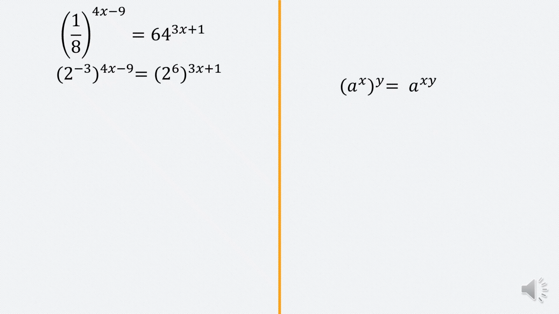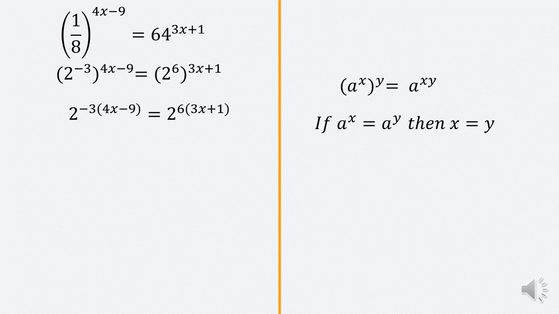Now the next step is to apply this rule of exponents that says (a^x)^y is equal to a^(xy). What that means is that in a case like this, I can multiply the exponents. So our equation now becomes this after I multiply the exponents. Now we have both sides in a base of 2.